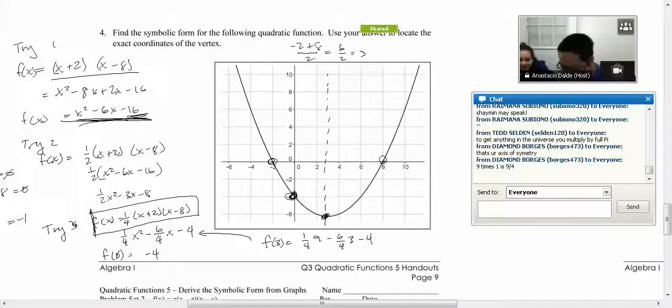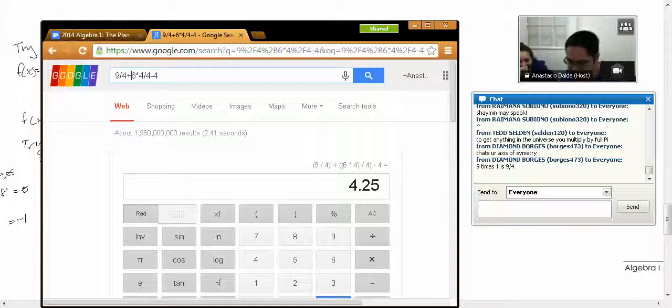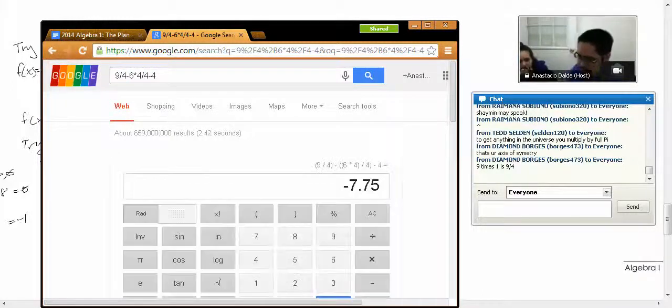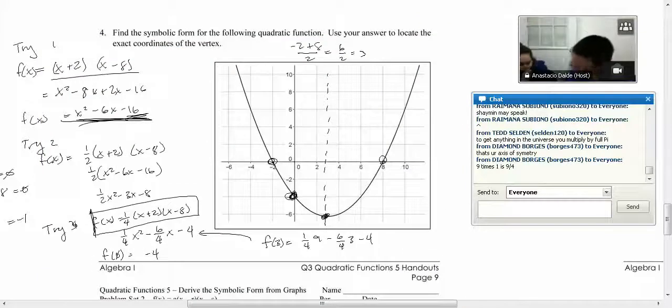Oh, I'm sorry. I should put a minus in front of it. It's a minus. The answer is negative 7.75. That's apparently where the vertex is.